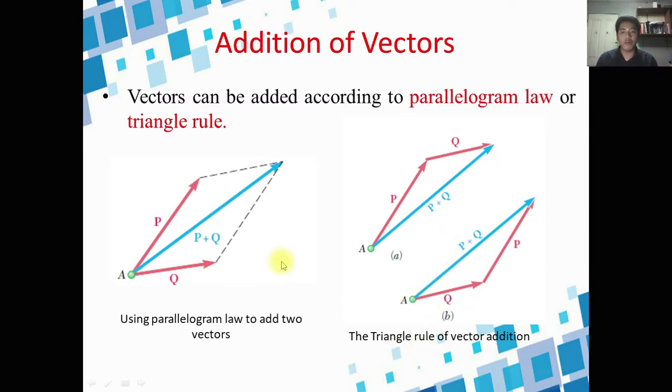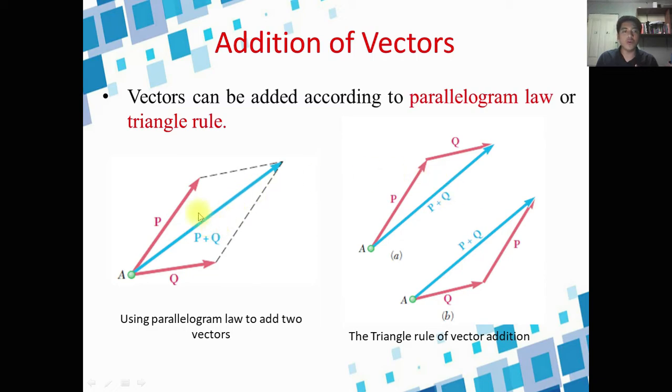We also have the triangular rule of vector addition. For example, we still have the same given vectors P and Q. We will use the tip-to-tail method. If we have a particle A here and we choose P to be stationary in its original position, I can freely move vector Q onto the arrowhead of P, so that vectors P and Q are now connected. To get the sum of these two vectors, I draw a line from the tail of the first vector up to the arrowhead of the last vector. Hence, I have the P plus Q vector.